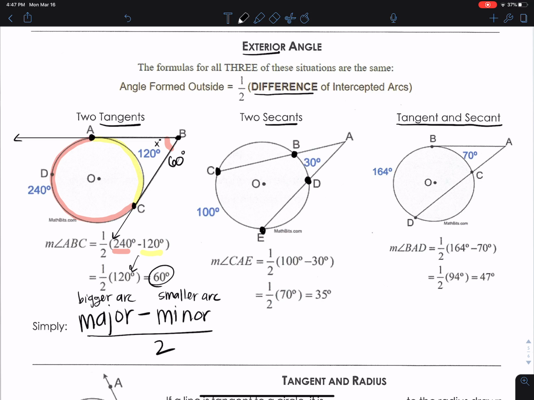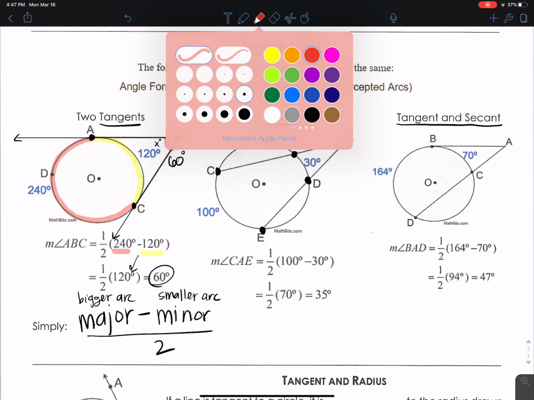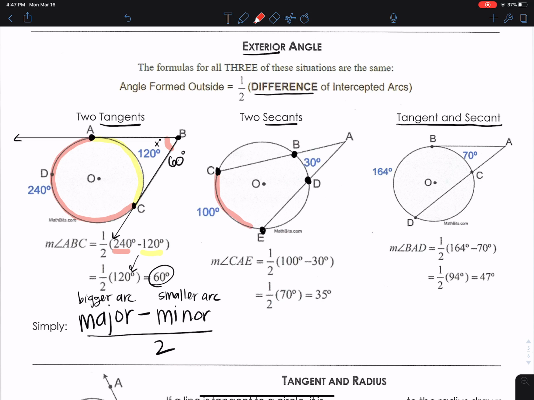So we do the same thing. We do the major, which in this case is 100 because that's bigger, minus the minor. So that's 100 minus 30. That gives us 70. We divide that by 2, so 35 is our answer for this exterior angle up here. So this goes there. This is 35 degrees.